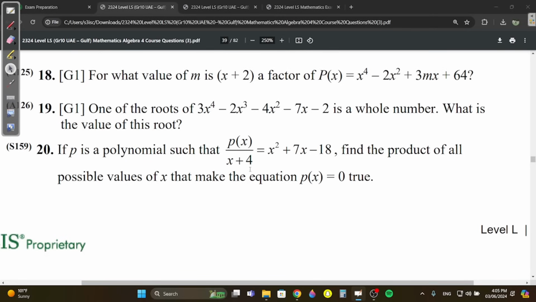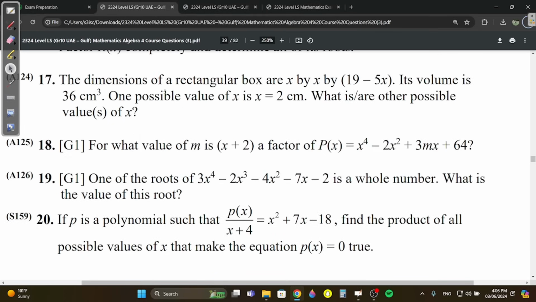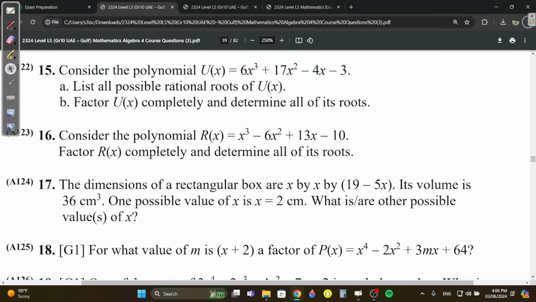Okay, find the product of all possible values of x to make the equation. What was this? Okay, I'm going to solve question 19. Forget about 20, but I think they're going to get something like this. I'll go back to it now. Okay, I'll do 16 in a bit.